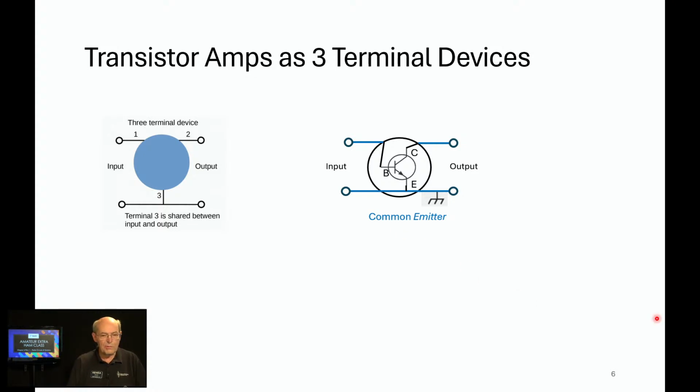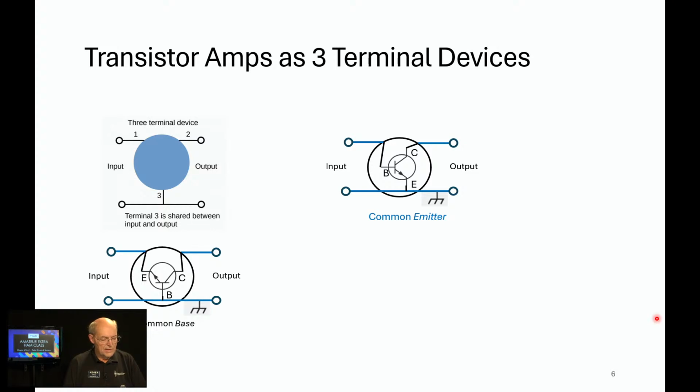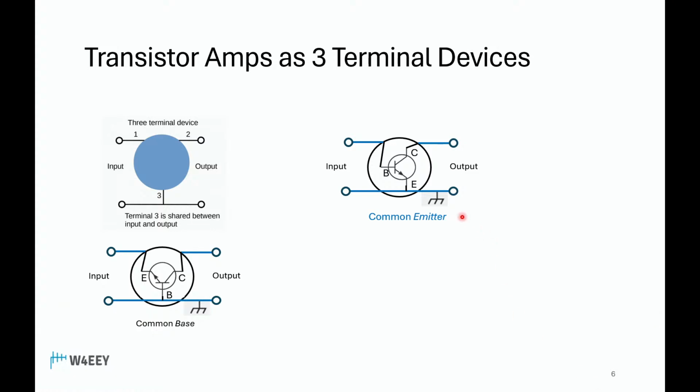So you might be wondering, well, why do we need all of these different configurations? Well, each configuration gives you a slightly different set of technical parameters that you can pick from. The common emitter is by far the most common. You'll see that most often. The next one, you can see that we've just rotated the transistor clockwise. Now we've got a common base. In the case of the common emitter, we've got the emitter common between input and output. The common base, the base is the element that's in common between input and output.